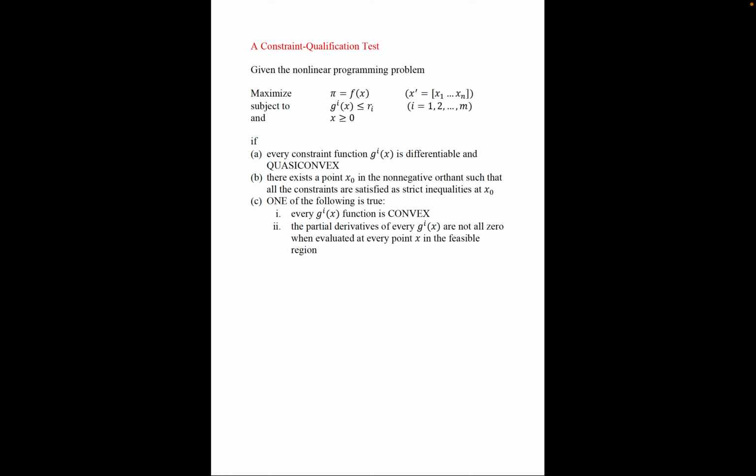Again, what we want to know now is that every constraint function gi of x is differentiable and quasi-convex. There is a point x0 in the non-negative orthant such that all the constraints are satisfied as strict inequalities at x0. And again, one of the following is true. Every gi of x function is convex, or the partial derivatives of every gi of x are not all zero when evaluated at every point x in the feasible region.